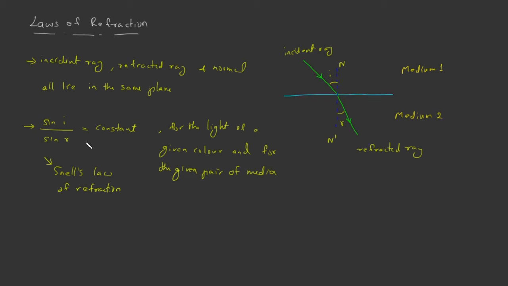This constant, we can call it as n21, is the refractive index of the second medium with respect to the first medium.